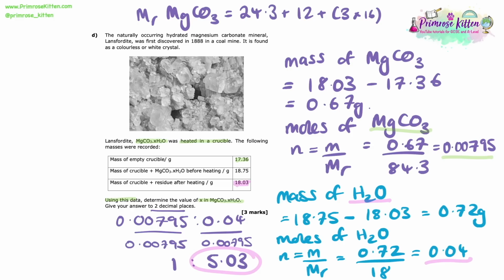Remember, after every single mathsy question, once you've calculated it, just go back, read the question one last time and see if they've stated the number of significant figures or decimal places that they want you to give it as.